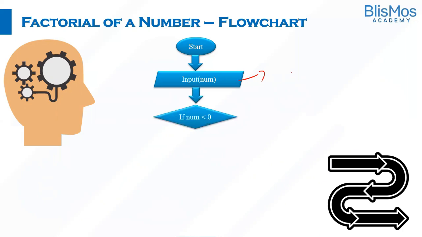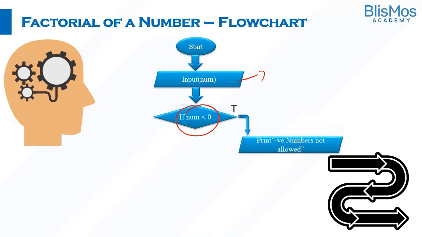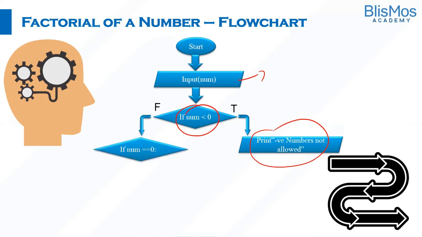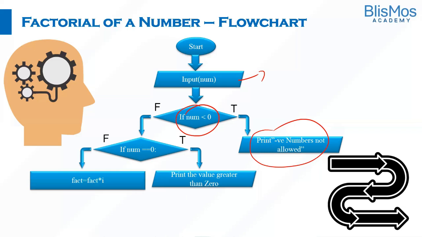And second thing is after taking an input, there'll be a condition. If the number is less than 0, if that happens to be true, then you have to print negative numbers not allowed. In case it happens to be false, that means the number is greater than 0, and within that there'll be two possibilities. Number can be equivalent to 0. If that is true, then print the value greater than 0, or it will be equivalent to 1. Then if it is false, go ahead and compute the factorial.